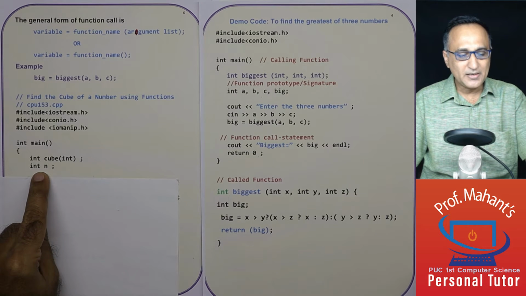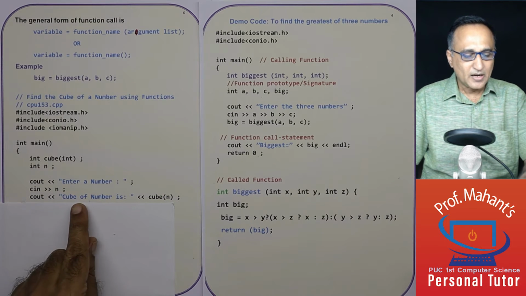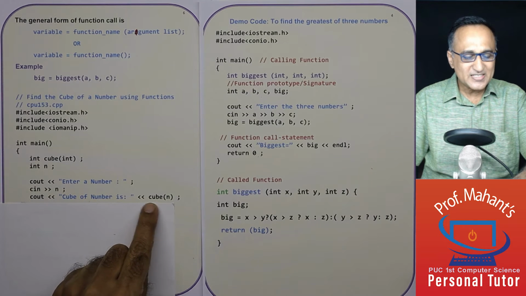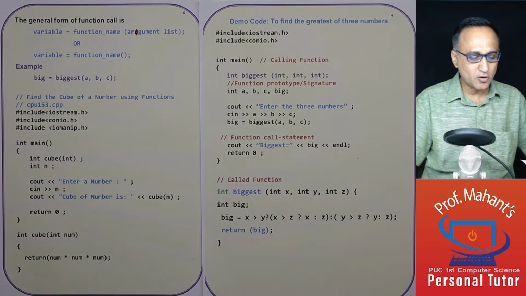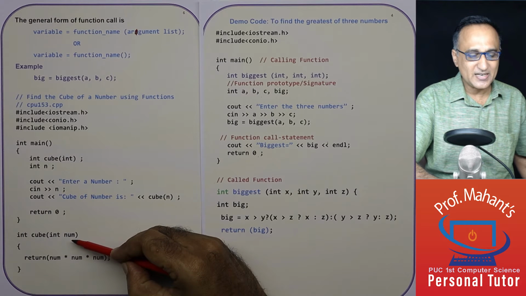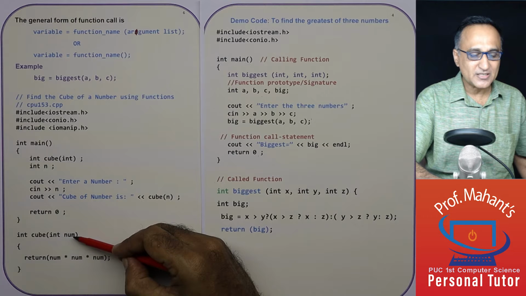Then I have a number int n. Then I am asking the user to enter a number. Here I am printing out cube of a number is cube n. This is the function call. Let us see what is happening in the function call. This n gets copied to number. Let's say number is 10. N is 10. Number also becomes 10.